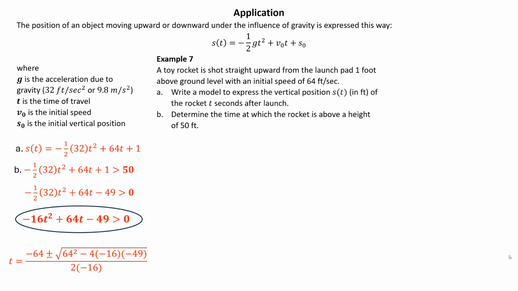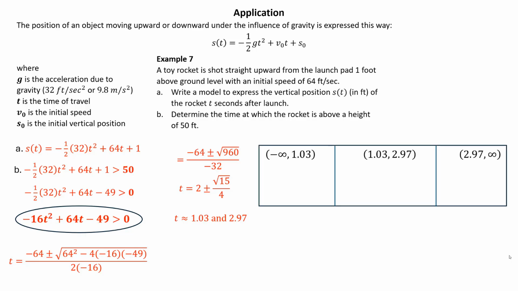And so you punch all that in, and you end up with negative 64 plus or minus the square root of 960 over negative 32. And then that is 2 plus or minus the square root of 15 over 4. And so that is about 1.03 seconds and 2.97 seconds. And we just need to see when is the function positive, greater than 0, and when is it less than 0 on these three intervals.